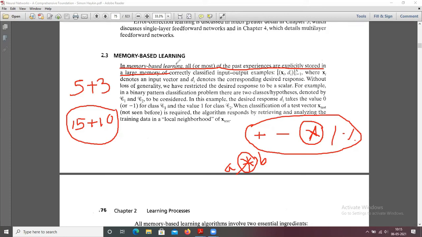In memory based learning, all of the past experiences are explicitly stored in a large memory. We feed the system, or make the system memorize, a lot of input and output pairs.